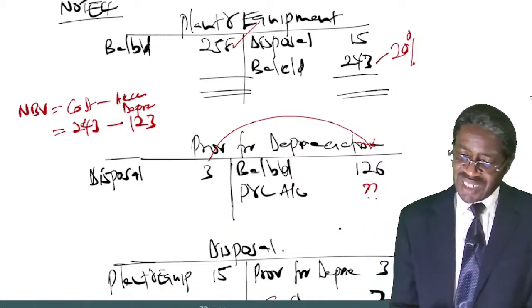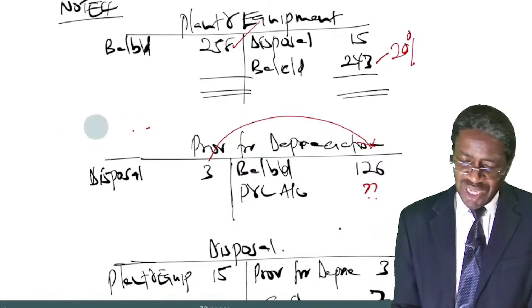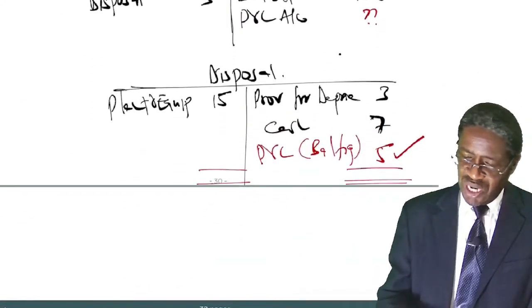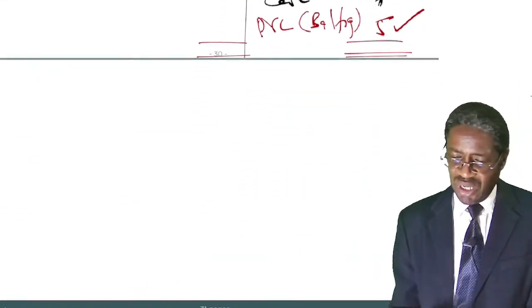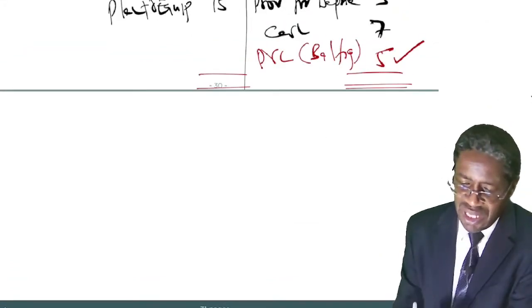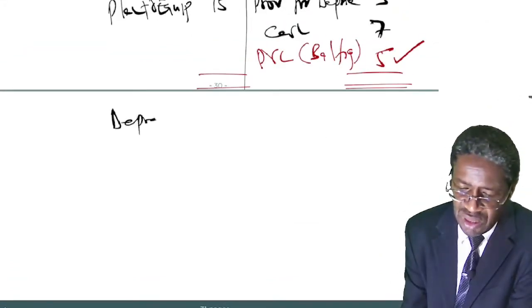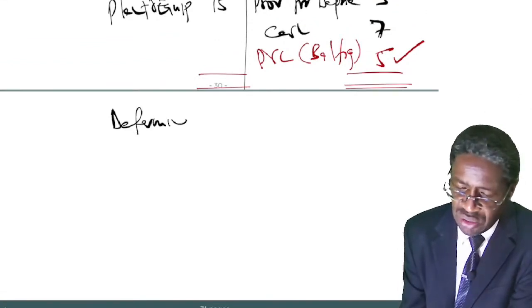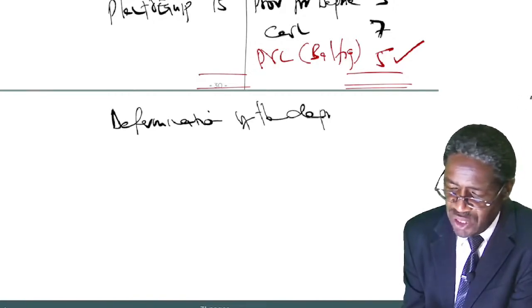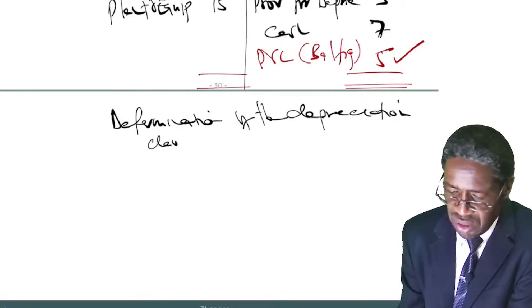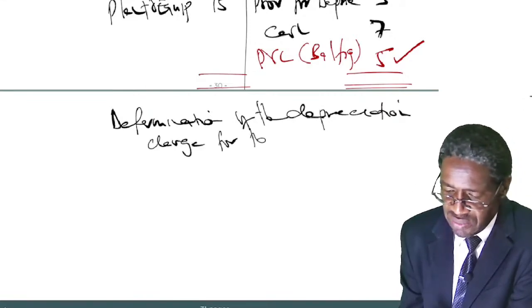Good. So with that idea now, let's put down that working properly. I want us to put down that working. So write somewhere down here: Determination of the depreciation charge for the year.